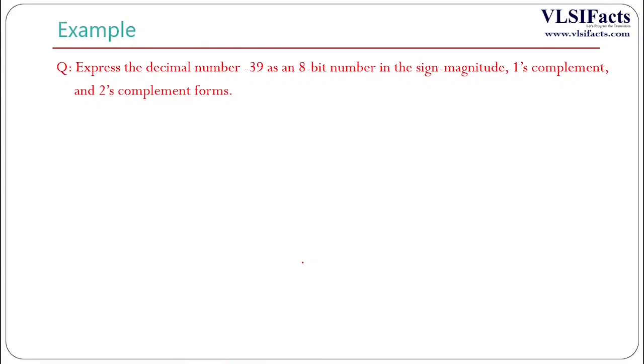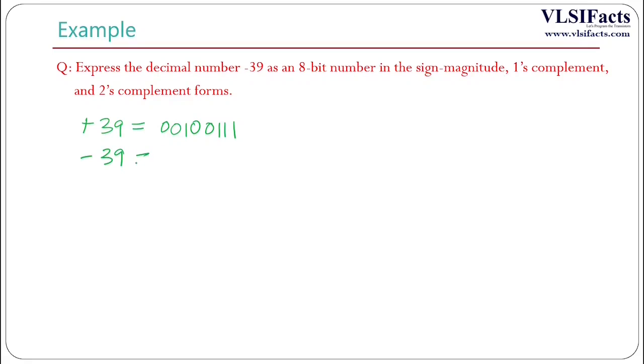Now let us solve one example. The given question is, express the decimal number minus 39 as an 8-bit number in the sign magnitude, 1's complement and 2's complement form. So let us write down the binary value of plus 39, 00100111. Now we will write minus 39 in sign magnitude form.